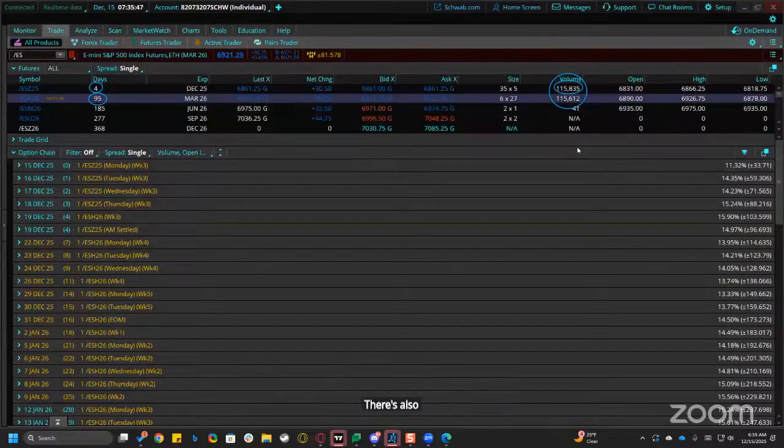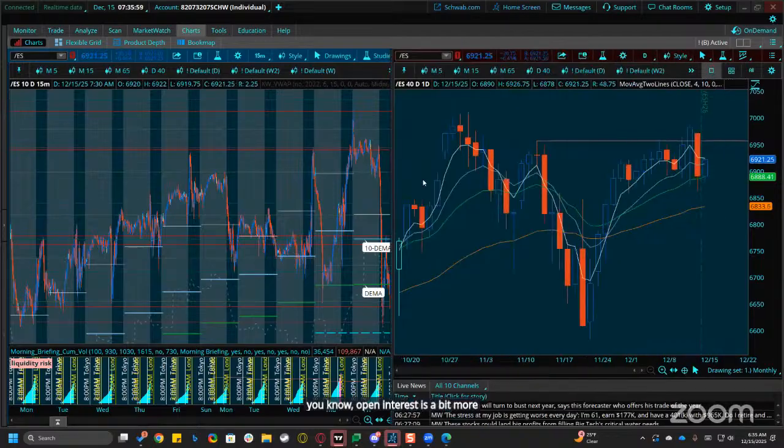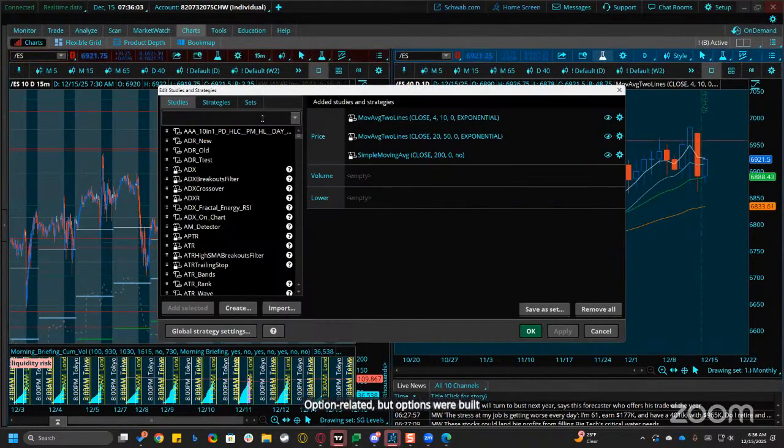There's also open interest to consider. It's not something that a lot of futures traders even know exists because open interest is a bit more option related, but options were built based on futures markets. I know a lot of people don't grasp that.